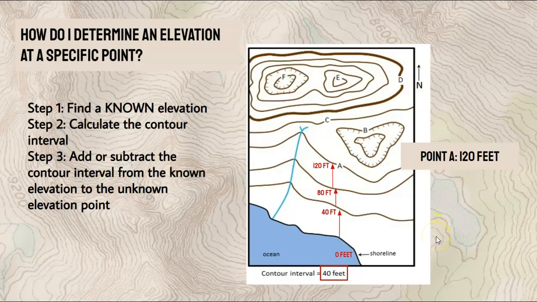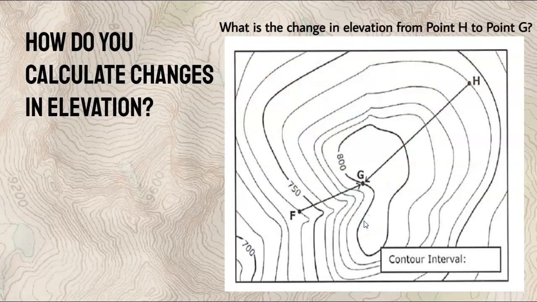Now remember in the last lesson, it talked about what these little dash lines mean on some of those contour lines. That means that they are going to decrease in elevation. So if I'm going from point A to point B, instead of adding 40 feet, now I'm going to subtract 40 feet. So the elevation at point B is going to be 80 feet. It's decreasing in that elevation.